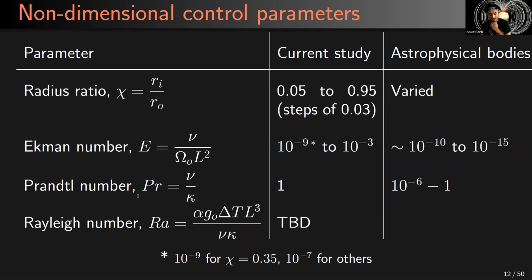The Prandtl number, which is the ratio of momentum diffusion or viscosity to thermal diffusivity, is held at 1. And of course, in real bodies, it can go down pretty low. And the Rayleigh number, which is a measure of the thermal driving, that's the one to be determined, that determines the critical onset.